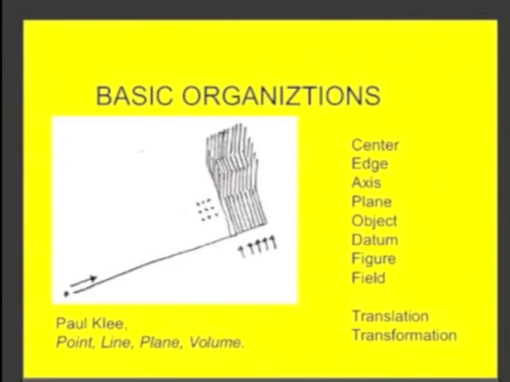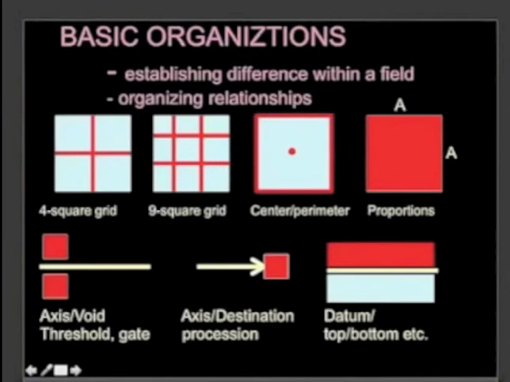I'm so much more important than people who are not organized on the axis. Sorry, that's just the way it is. And so forth. So we have all of these conditions of center, edge, axis, plane, object, datum, figure, field, and that they're all interrelated through translation, dragging, or transformation. So these are some basic organizations that we can look at.